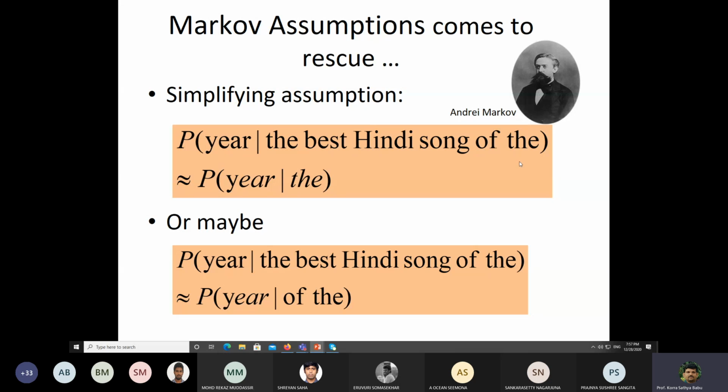So the upper one, probability of year given the best Hindi song of the, can be approximately written as, or it is equivalent to, probability of year given the. So it means that the word year is occurring after the. It is not bothered about how many words occurred before the, but it is mostly interested about occurring after the. This is what we call as bigrams.